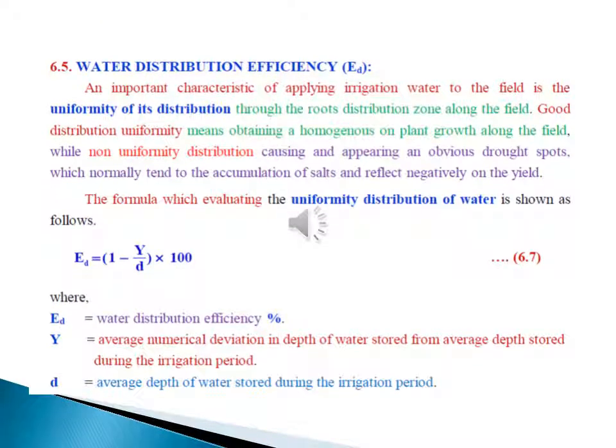Water distribution efficiency. An important characteristic of applying irrigation water to the field is the uniformity of its distribution through the root distribution zone along the field. Good distribution uniformity means obtaining homogeneous plant growth along the field, while non-uniform distribution causes obvious drought spots, which normally tend to the accumulation of salts and reflect negatively on the yield, as shown in the enclosed equation.